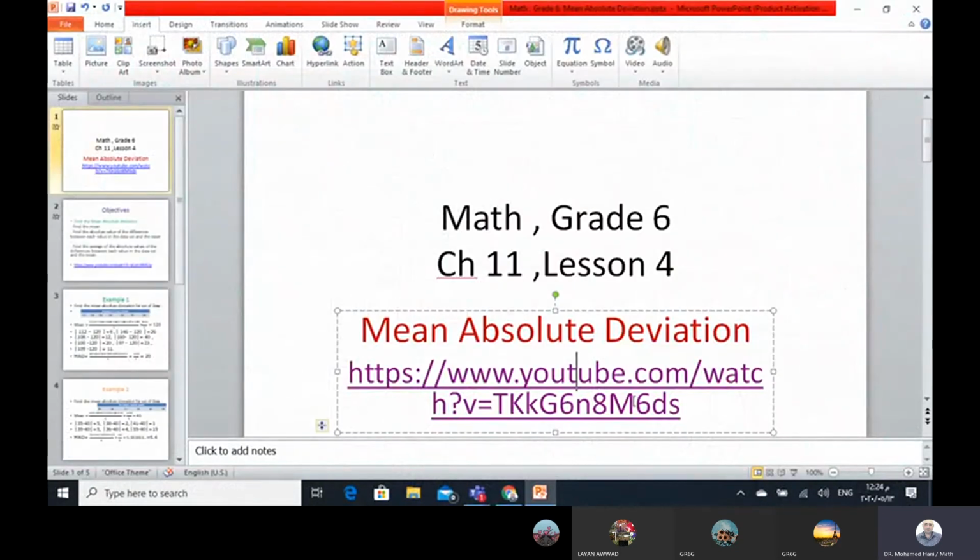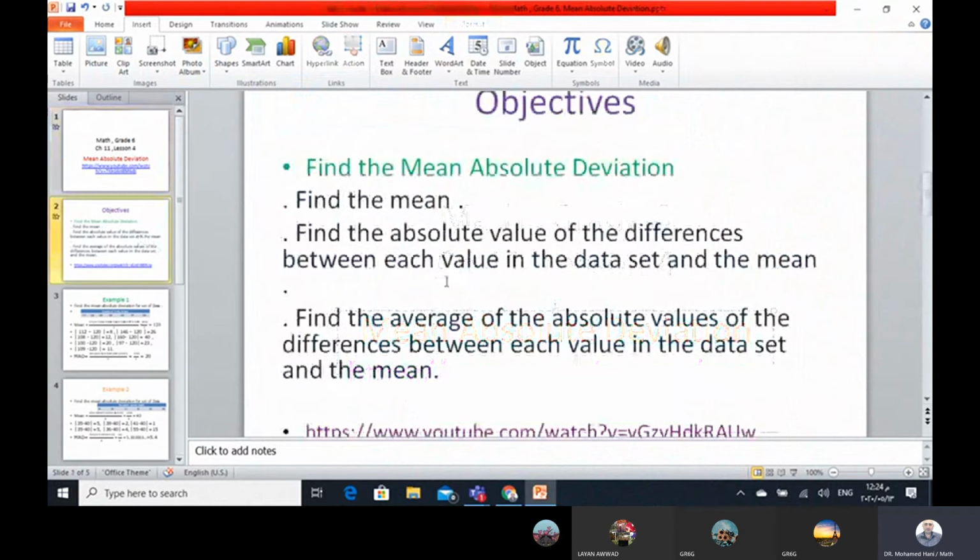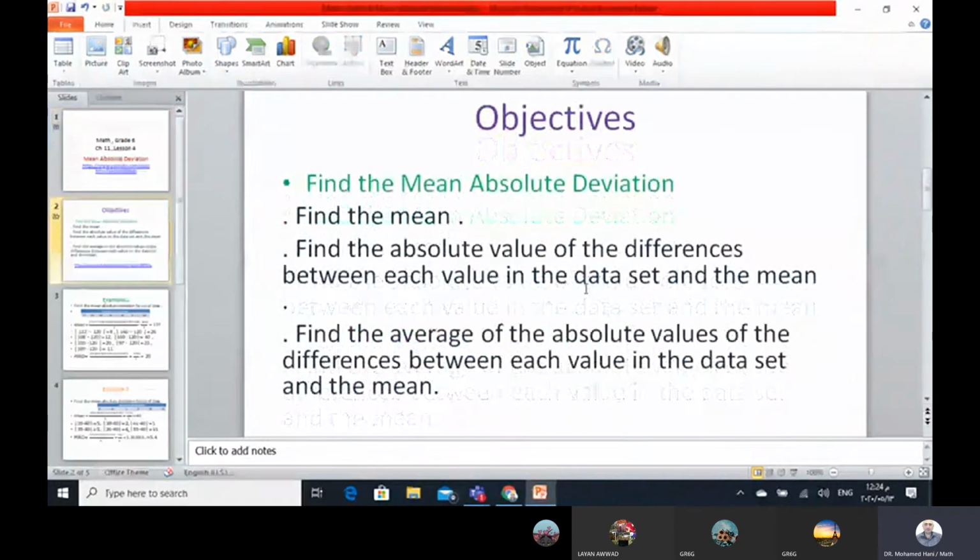So this is the meaning of absolute value. Today, we want to learn how to find the mean absolute deviation.